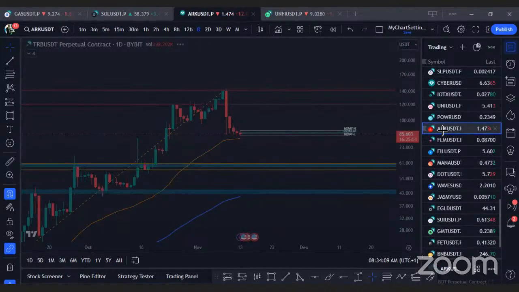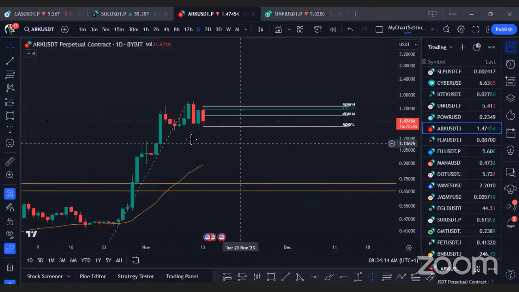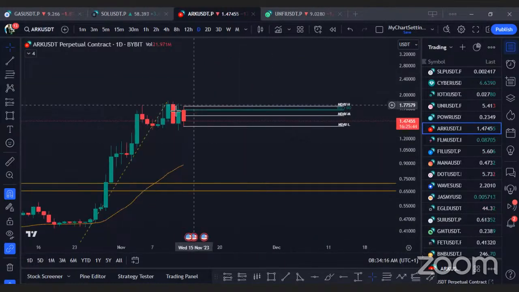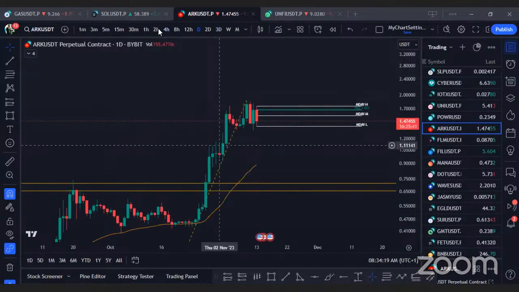ARK. Okay, ARK. This token, right? Look at it. I saw it this morning. It was around 160 something dollars. All of a sudden, with this massive pushback that we had this morning.